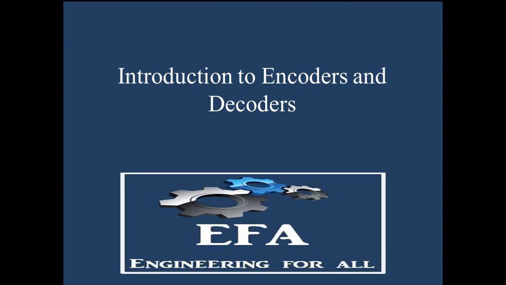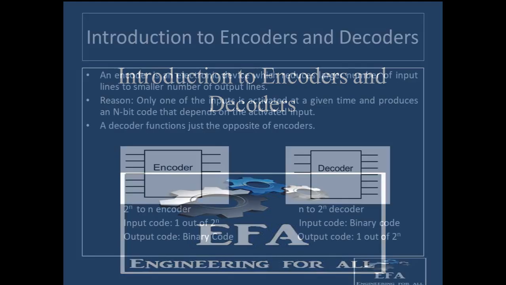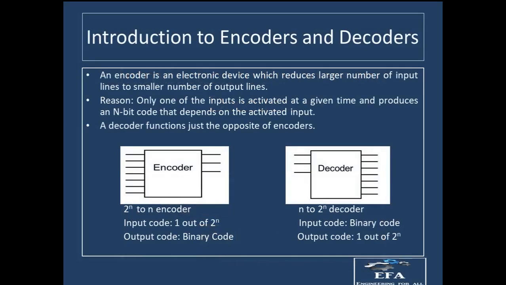In this lecture, we will discuss encoders and decoders as combinational circuits. So let us start with the first part, that is the introduction to these two types of combinational circuit, that is the encoders and decoders. An encoder is an electronic device which reduces a large number of input lines to a smaller number of output lines, and a decoder is just the vice versa, or the opposite of the encoder.